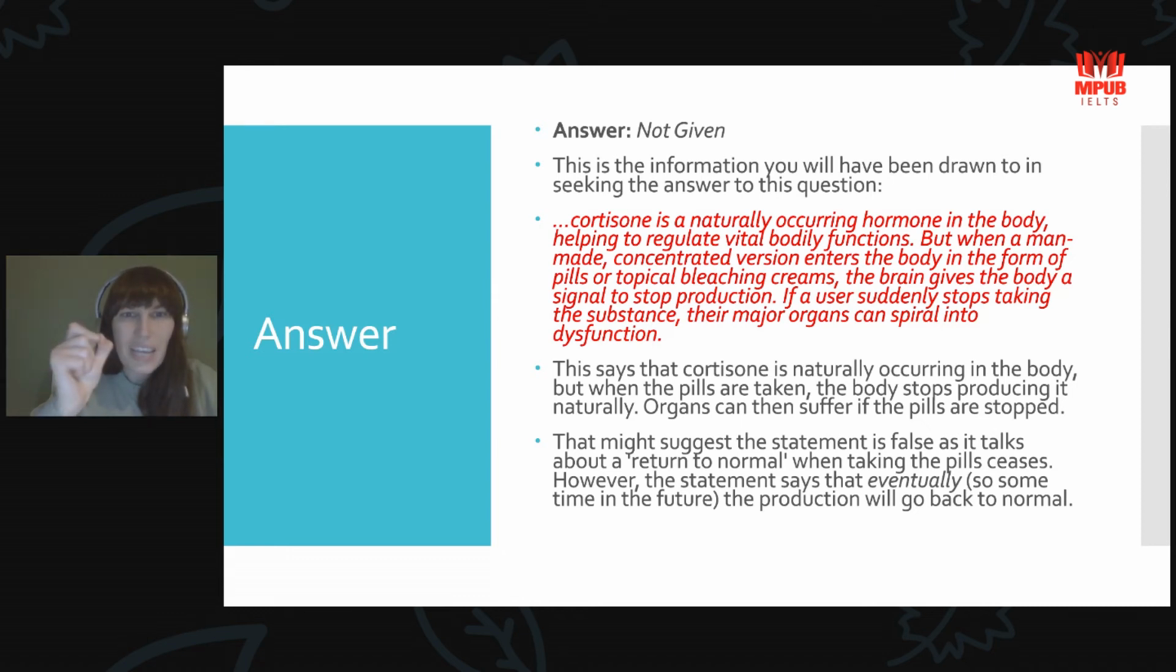However, the statement says eventually. So that indicates it's a time in the future. The production will go back to normal. So we don't know. And that's one of the key words we should look at: eventually.